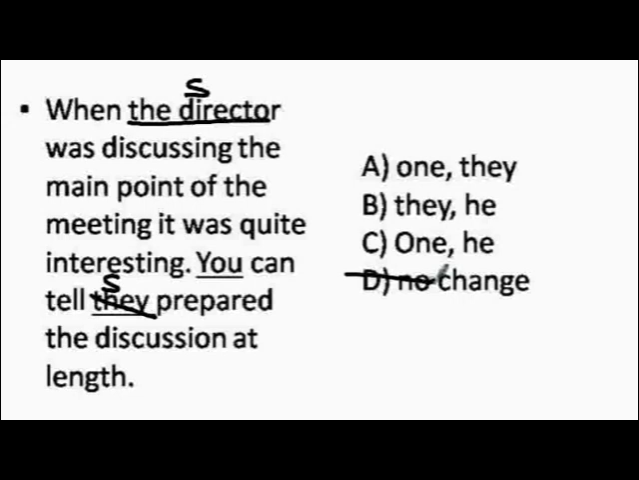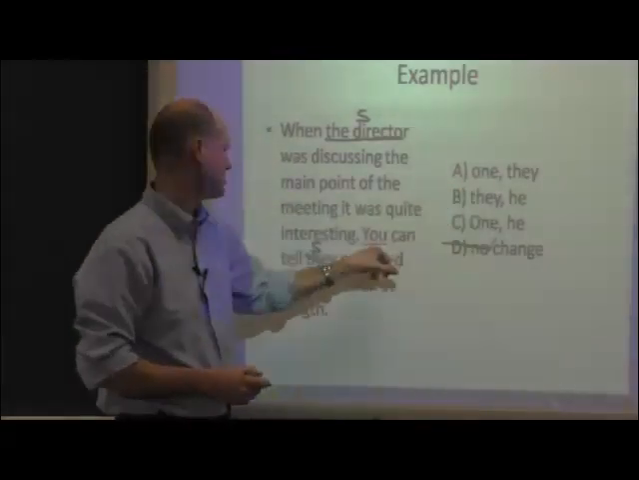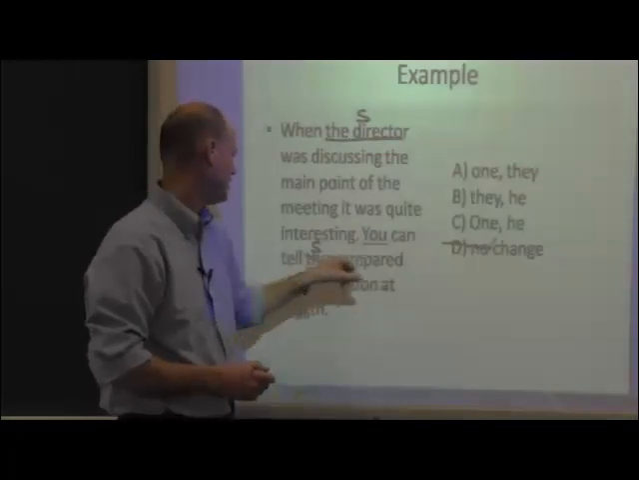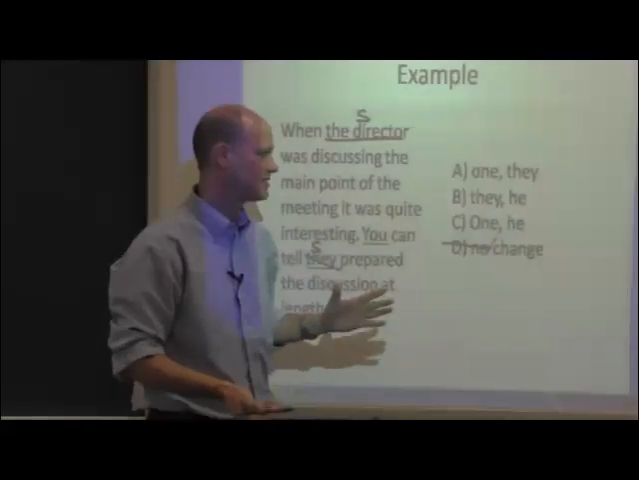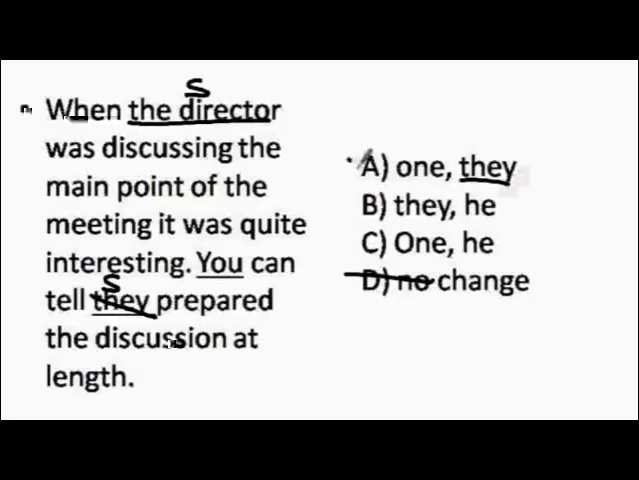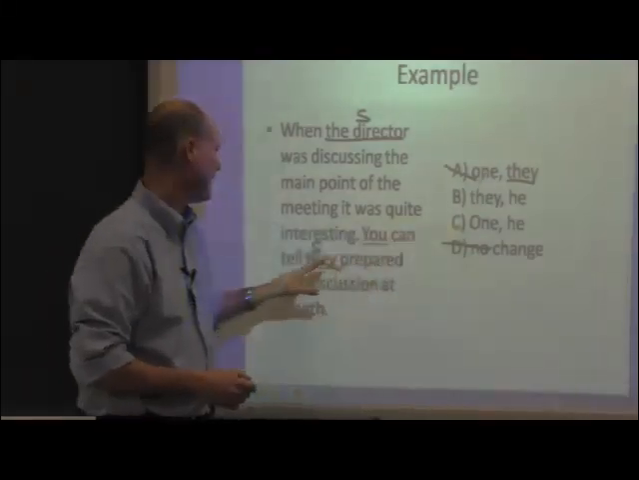So, you can tell, or we're going to switch it to, one can tell they prepared the discussion. One may be correct because that's singular, but they, we established, needs to change. That was a problem there. So, for B, we're going to substitute to they and he. They can tell he prepared the discussion at length. And then we have one and he.